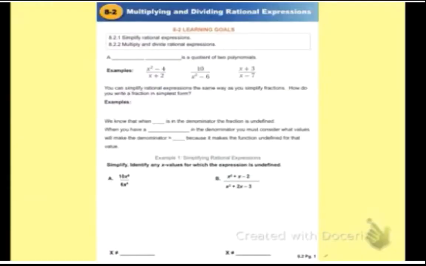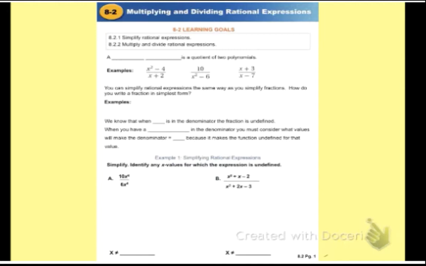We will be beginning Chapter 8 today, and in Chapter 8 we were going to be studying rational and radical functions. And hopefully we'll learn everything you ever wanted to know about rational and radical functions. We're going to be starting with rational expressions and talking all about rational expressions.